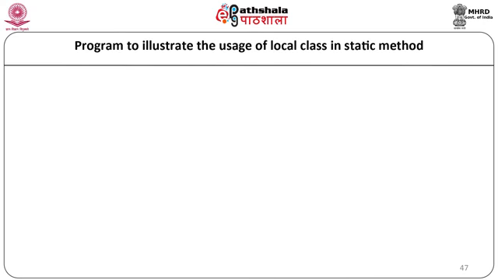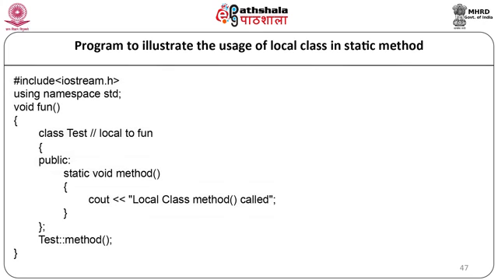Now, let us see a program to illustrate the usage of local class in static method. We will start with the program #include iostream using namespace std. Here we are going to declare the function as void fun, opening braces. Now, inside this fun we are going to declare the complete class test, which is local inside the function fun. We will start with our class declaration: public colon static void method, cout local class method is called. The static void method member function will end and our class will end. Now, we are going to call using the test method, test colon colon method semicolon, and our void function will end.